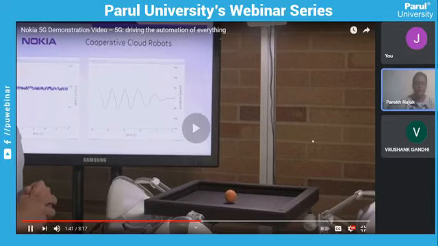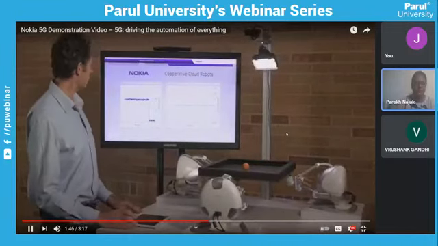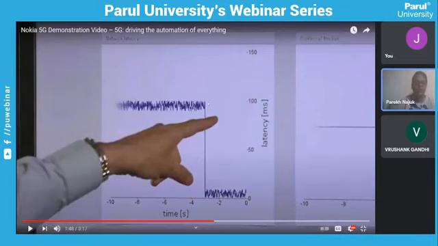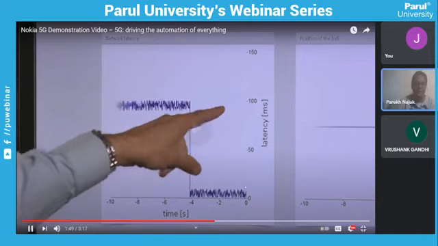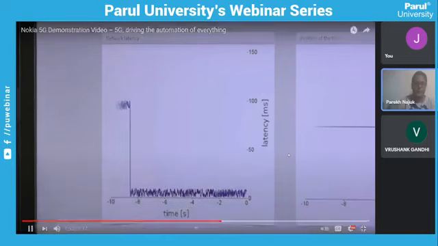So this is how three robots are collaborating with each other and balancing this ball on the plate. And then we're going to switch into 5G mode. We can see on this graph that we now have, moving towards 5G mode, this 100 millisecond latency has gone totally downward to 3 milliseconds. I've gone from around 90 milliseconds to around 3 milliseconds. So much, much lower latency in the network.